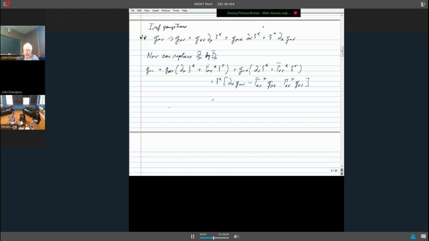Now, here's the usual derivative on G mu nu. So now there's two connections that we have to do, and they're minus signs. So it's gamma bar alpha mu sigma G sigma nu, minus gamma alpha nu sigma G mu sigma. All right, there we go.